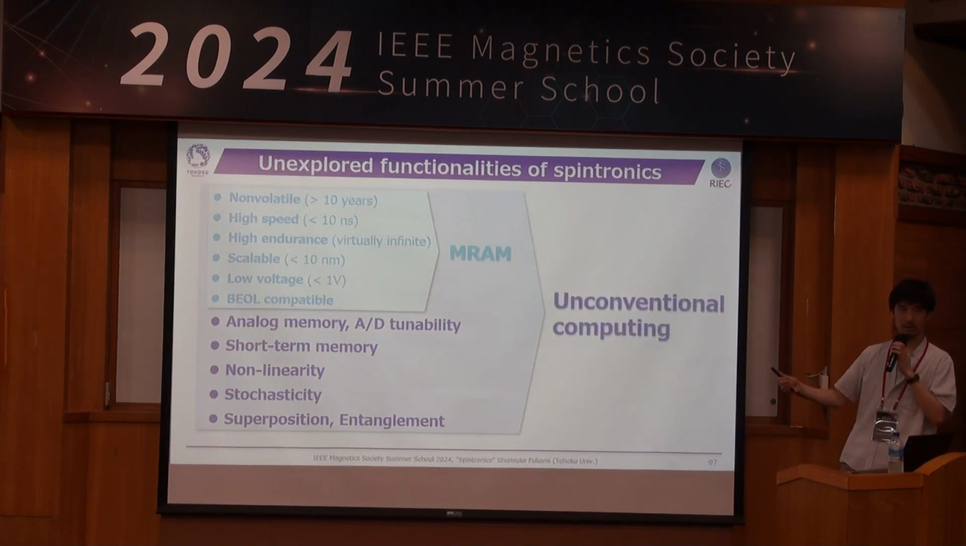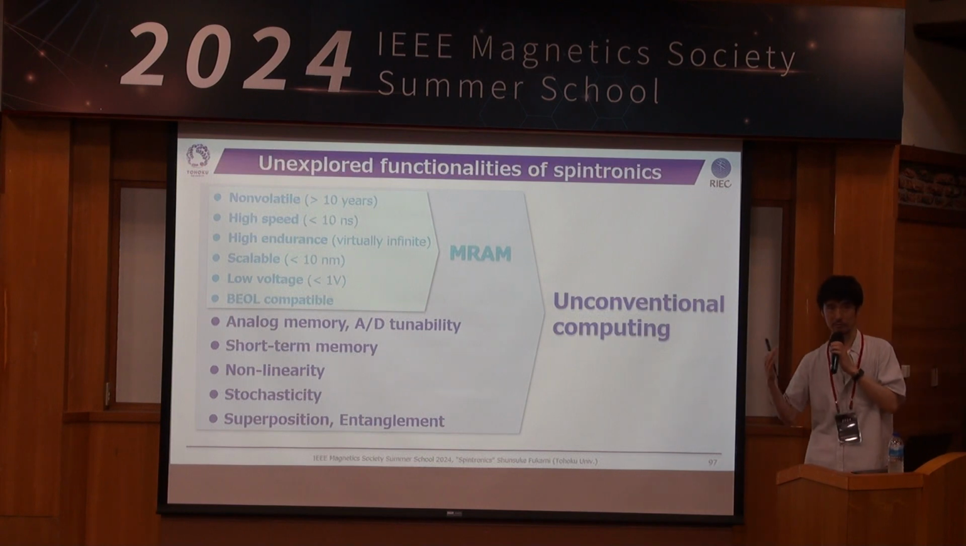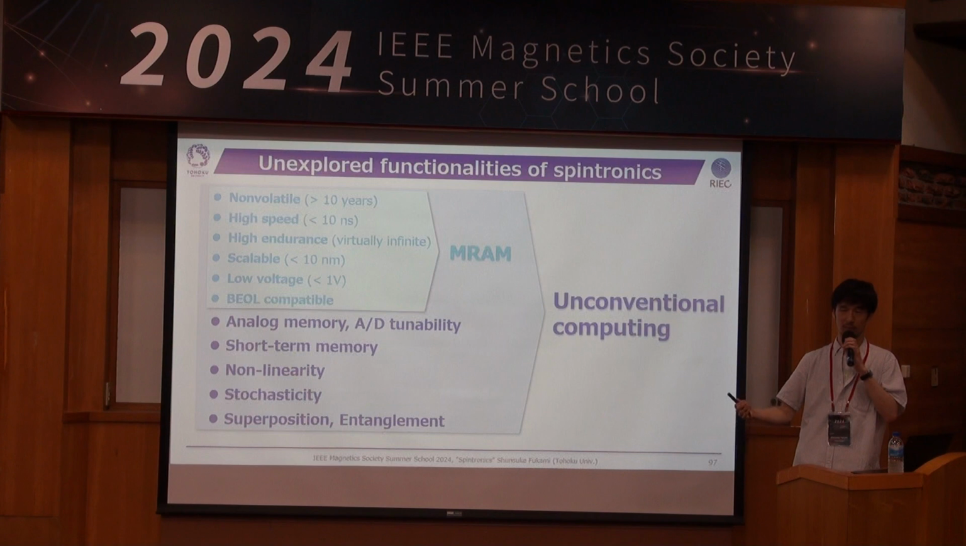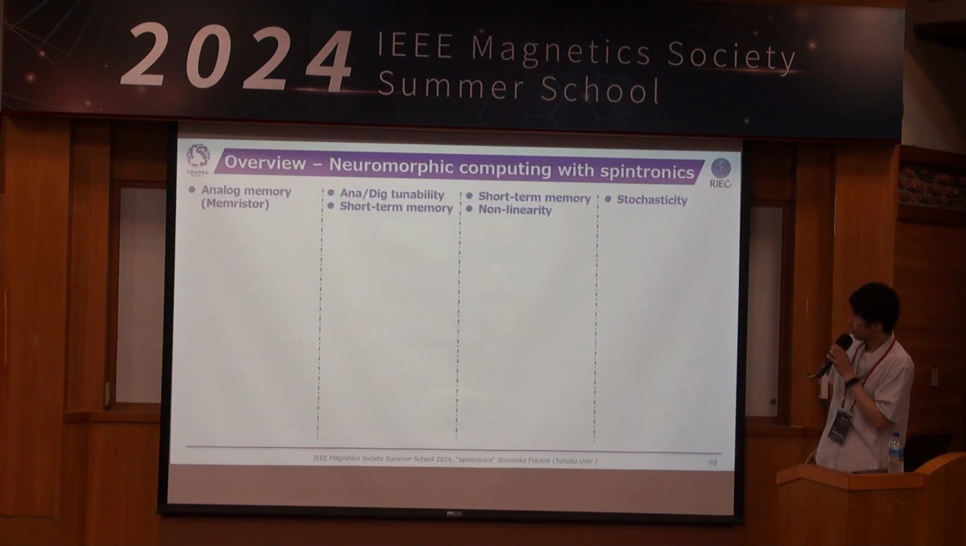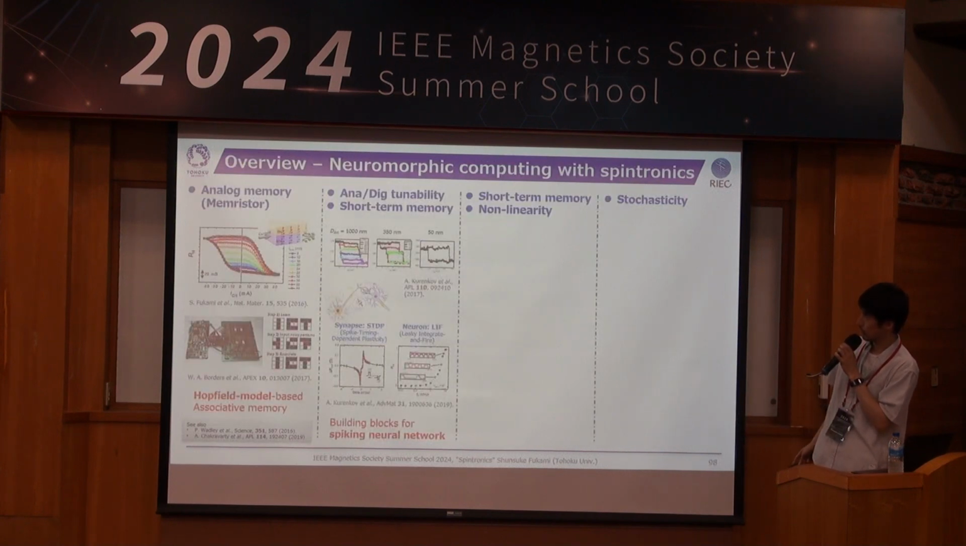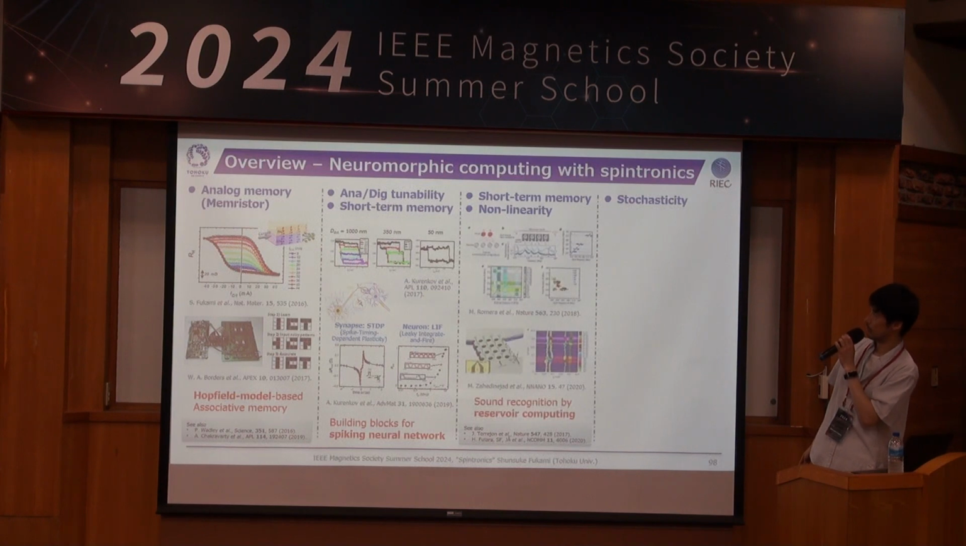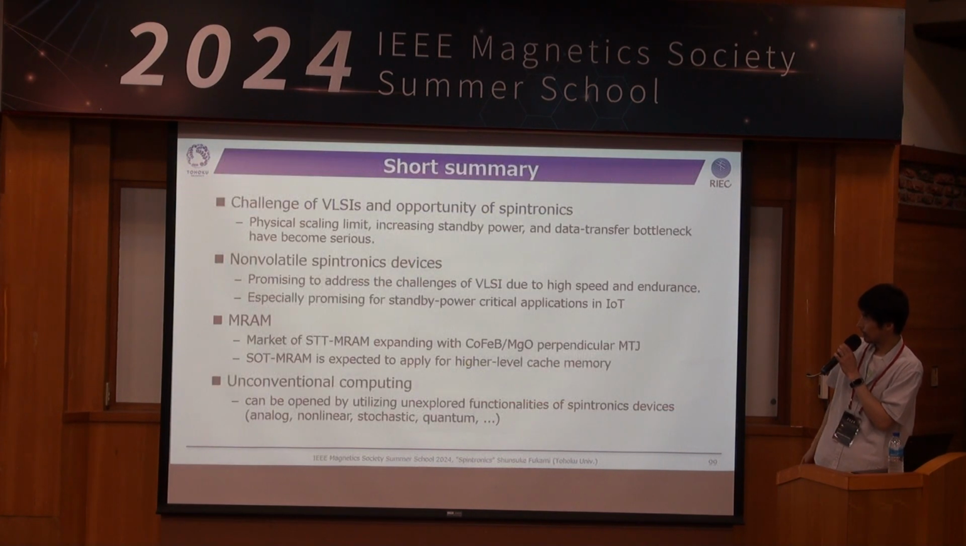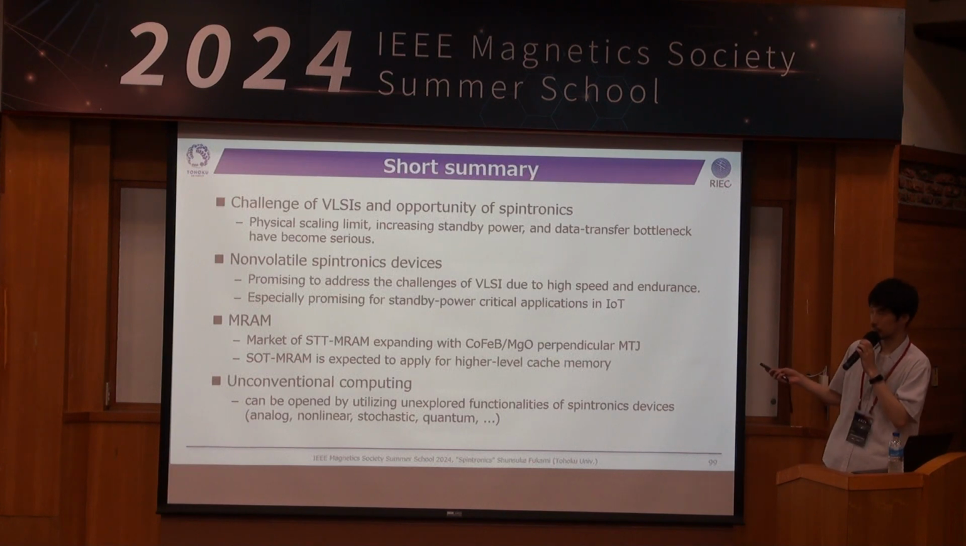And yesterday we learned that the analog feature can be useful for the artificial neural network. We learned from Prem. And tomorrow we will learn from Keren that the stochastic nature of the Spintronics system is useful for unconventional computers. Okay, so these are the demonstrated neuromorphic computing with Spintronics, but I need to skip this.